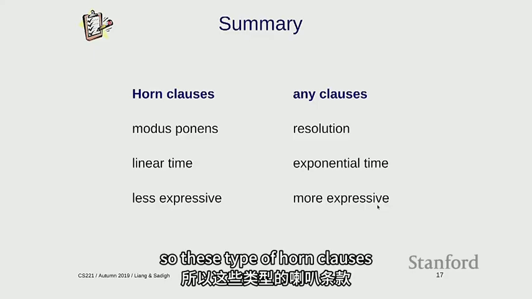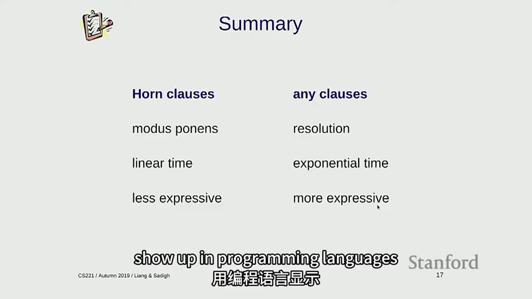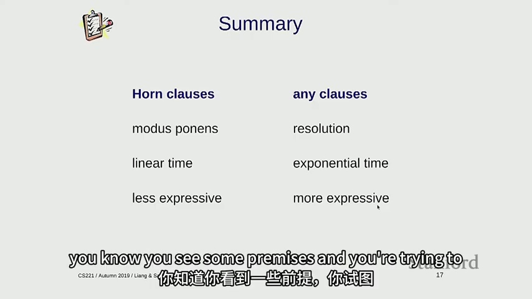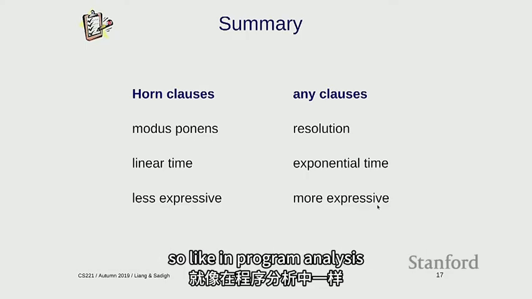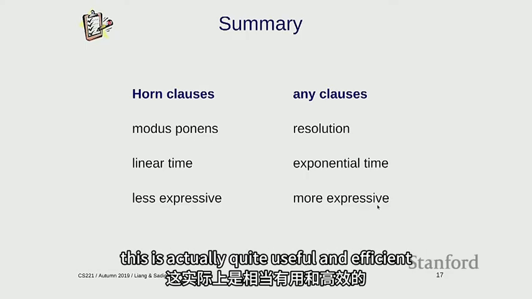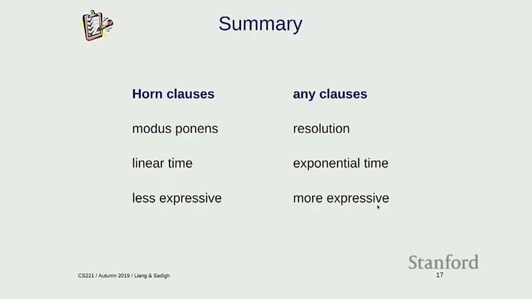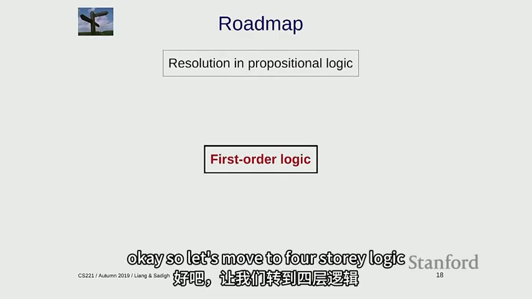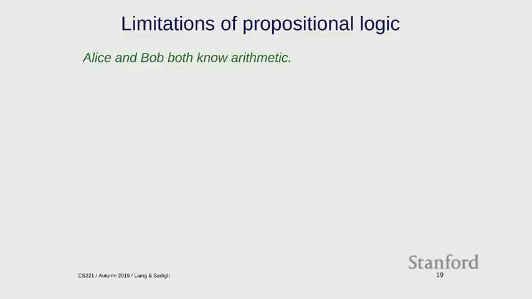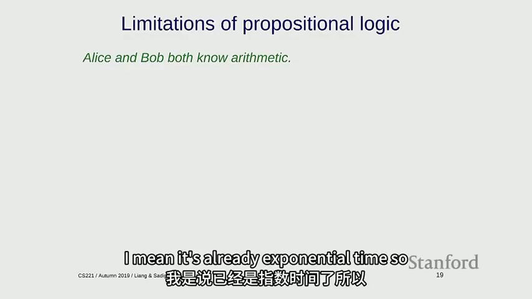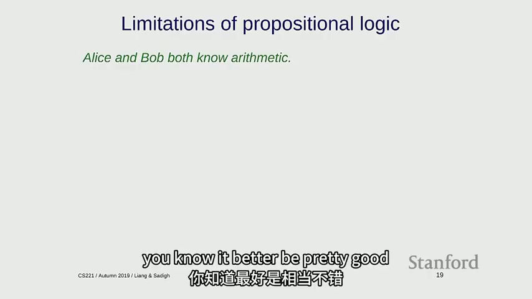These types of Horn clauses show up in programming languages where you see some premises and you're trying to derive some other quantities. Like in program analysis, this is actually quite useful and efficient. Okay, so let's move to first-order logic. So what's wrong with propositional logic? I mean, it's already exponential time, so it better be pretty good.